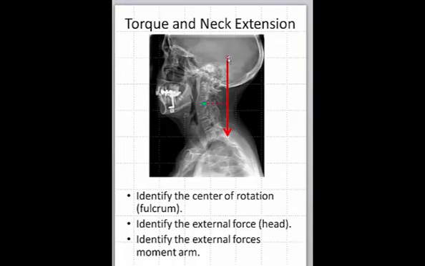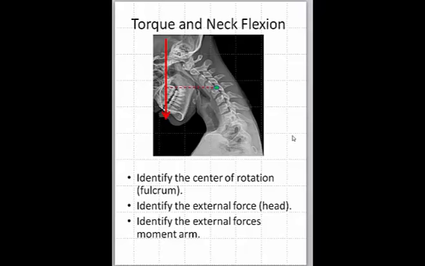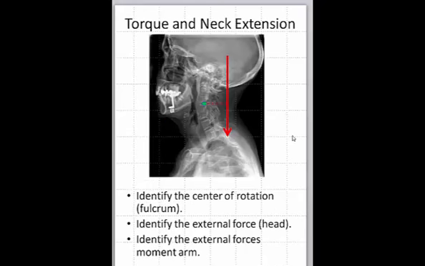Similar center of mass, or I tried to make it so. The head is the same, right? The weight of the head is the same. The center of rotation is the same. And what happened to that external moment arm? It decreased, right? So if you had a decreased moment arm, but the force was the same, the weight of the head was the same, the torque in neck extension would be smaller than the torque in neck flexion. See the moment arm, large, smaller.